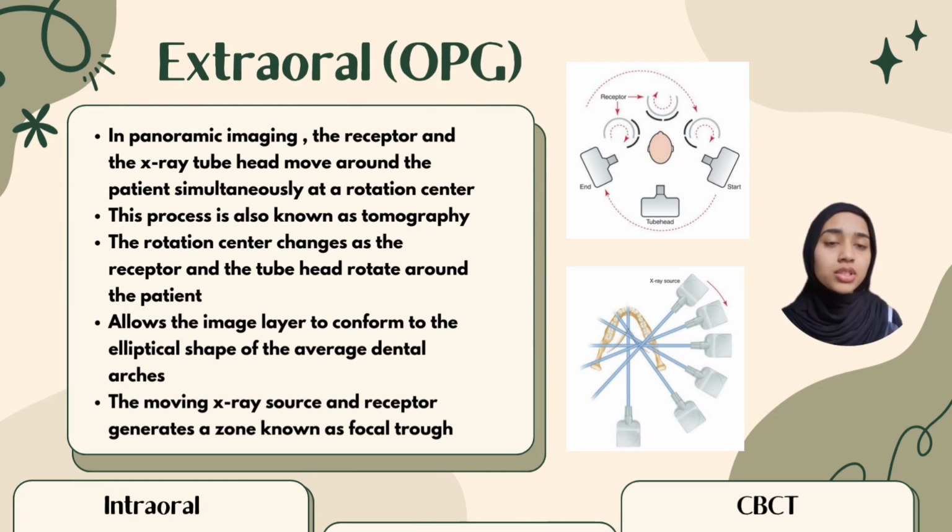The OPG uses the principle where the tube head and receptor move simultaneously in opposite directions at a rotation center. In most machines, this rotation center changes, which allows elliptical imaging of the average dental arches. Also, the movement of the X-ray tube and the receptor will generate a zone called the focal trough, where the dental arches need to be repositioned for us to obtain the sharpest image.